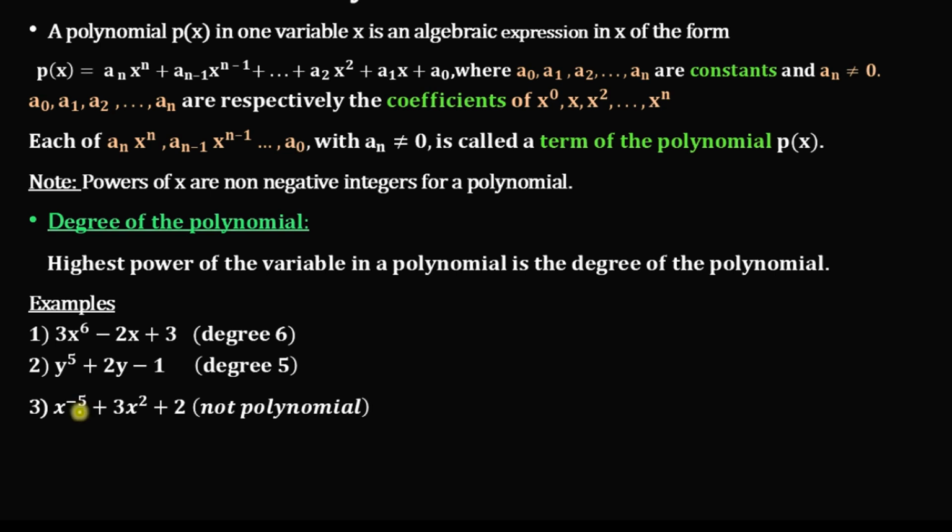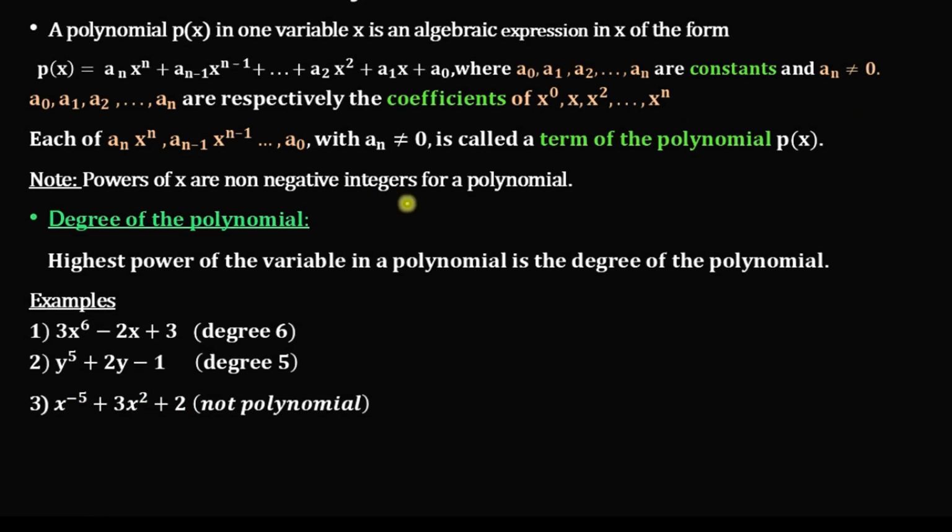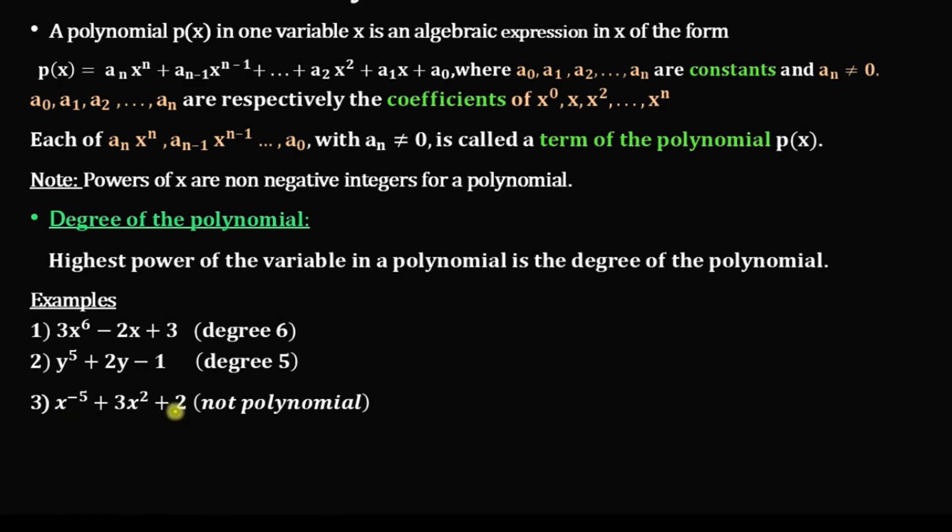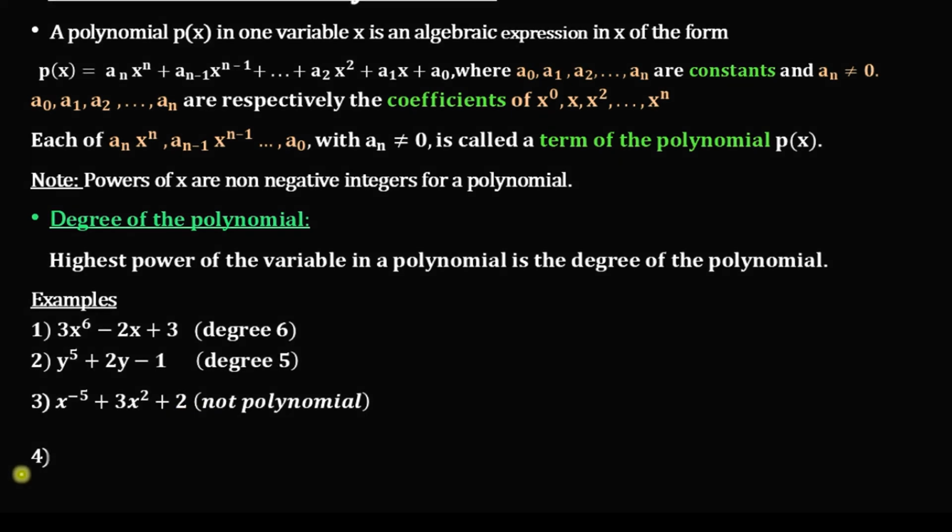Now, this is not a polynomial. We want the powers of x to be non-negative integers. Here the power is negative, that is x raised to minus 5. So, this is not a polynomial. Since it is not a polynomial, there is no degree here.